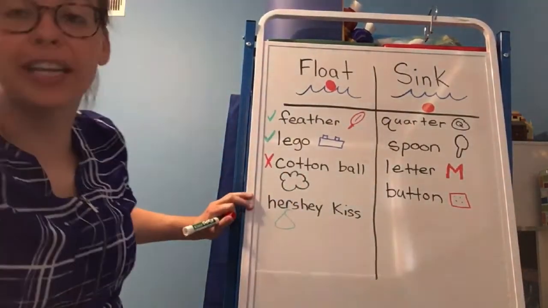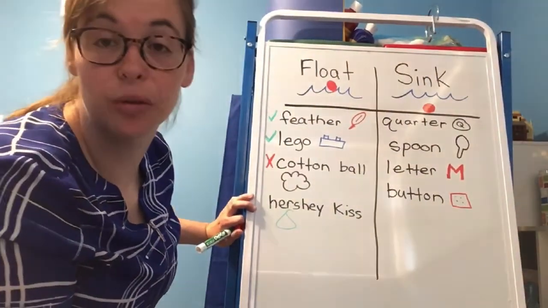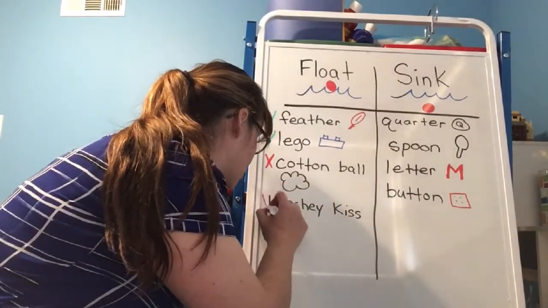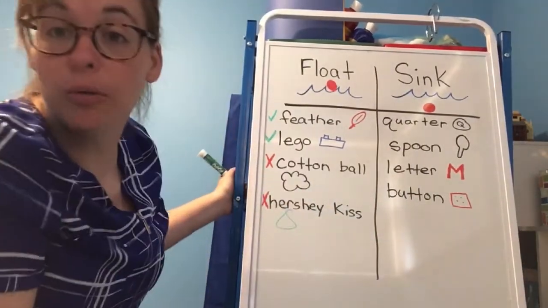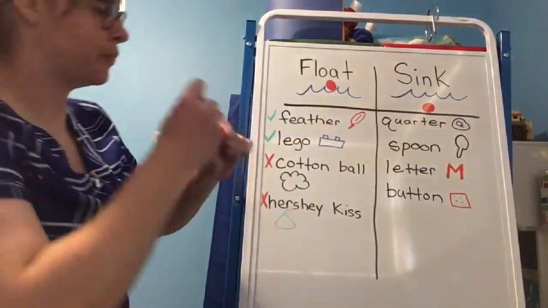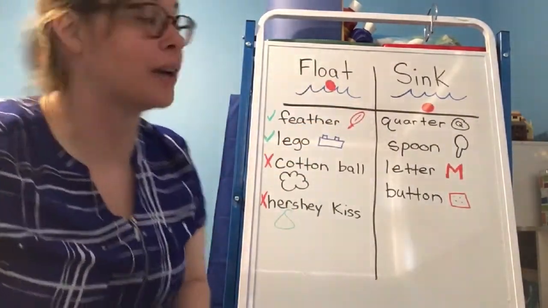All right, and the Hershey Kiss, because it's light, it's tiny, I thought it would float, but it didn't. It went right to the bottom. So we'll put an X there, which is okay. It's okay when your predictions aren't correct. All right, now let's look at sink. We said that the quarter would sink, and it did.